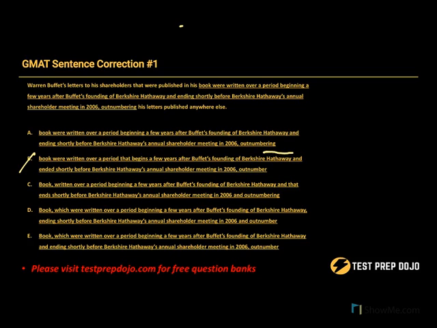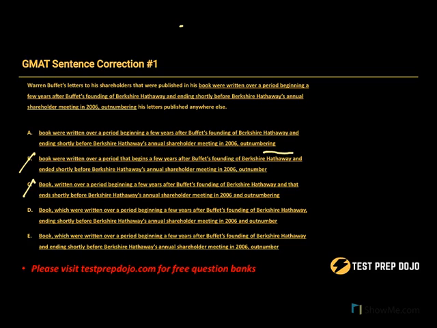And then C, we have letters to shareholders that were published in his book. And then we have, this is perfectly okay to say, "written over a period of time," but the problem with C is that "written over a period" and then "outnumbering" are put in parallel, and so this acts as one long modifier, and thus, if you read this entire thing, it has no primary verb. It's a fragment, and so this one also is wildly wrong from a grammatical perspective.